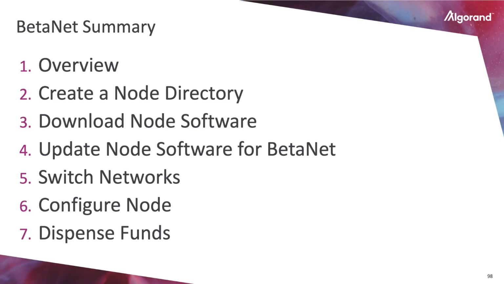So to summarize, what we showed you here today was an overview of the Algorand BetaNet network, where the newest protocol level features will be available for public testing and feedback. And we showed you how to create a node directory as well as download node software and then update the node software for BetaNet. So switch networks as well, configure the node, and finally dispense some funds.